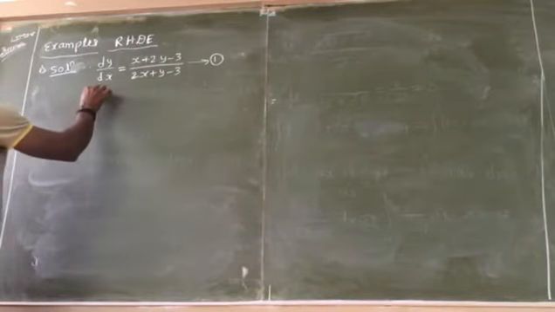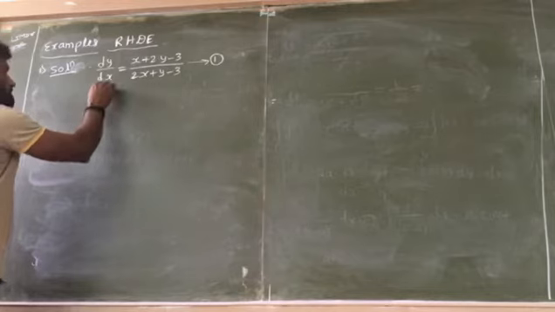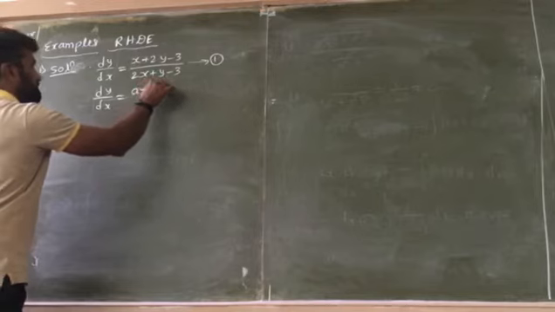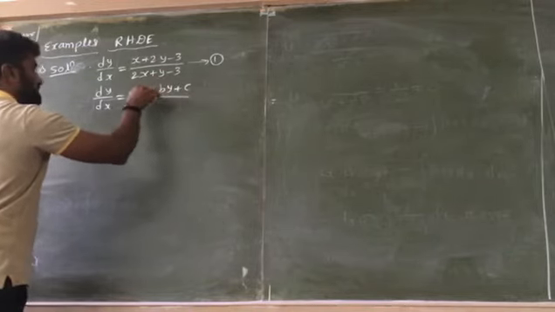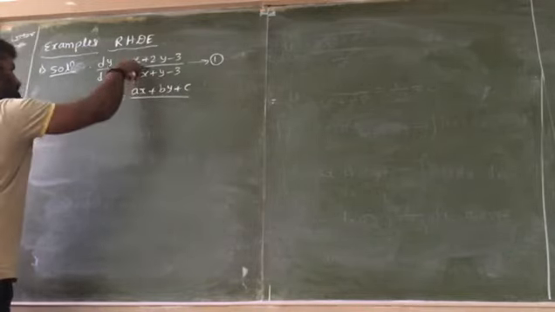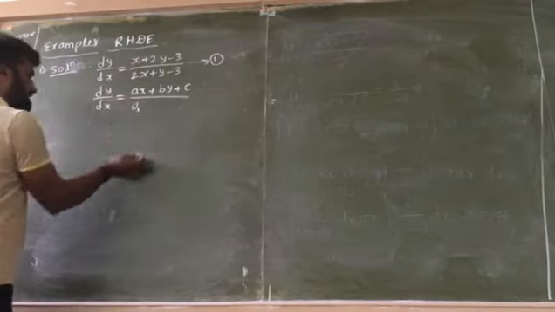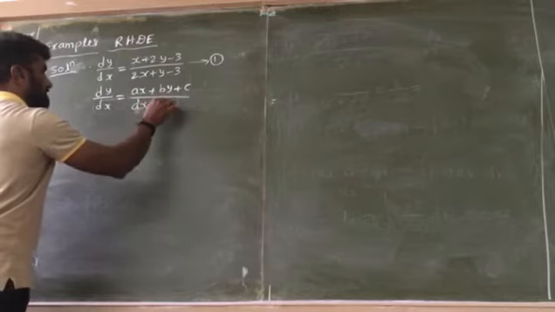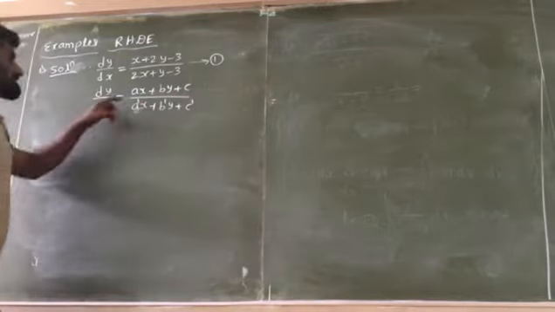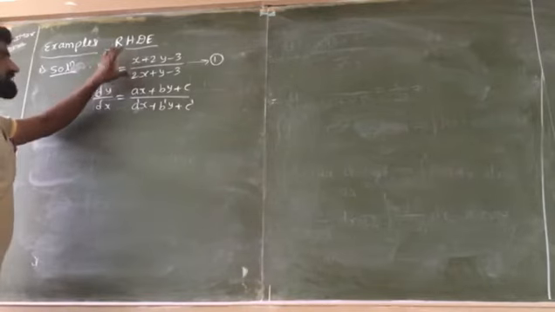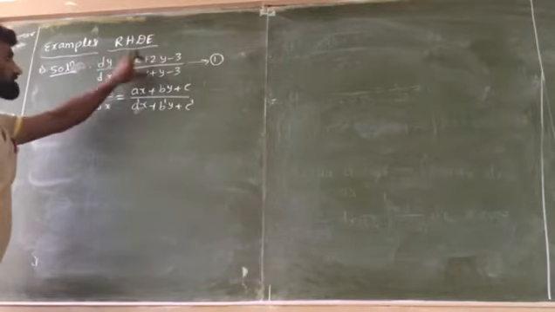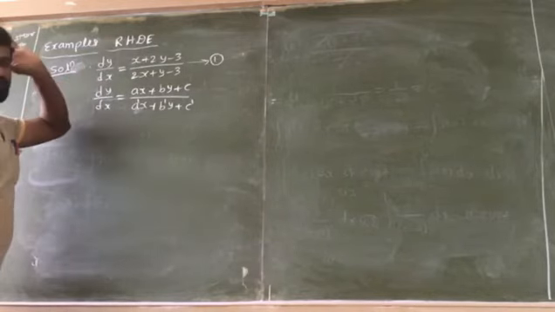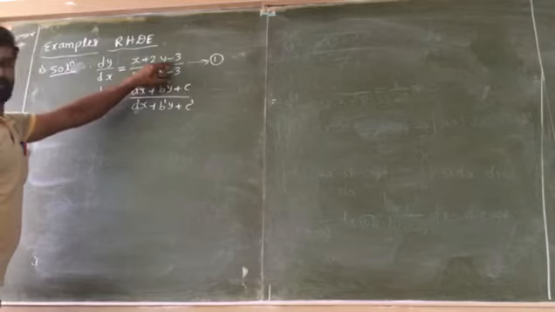Write it in the form of a reducible to homogeneous differential equation: dy by dx is equal to (ax + by + c) divided by (a'x + b'y + c'). Check whether the equation is in this form. If it is not, to convert it into this form means I want to reduce it to a homogeneous differential equation, which means to eliminate the constant.